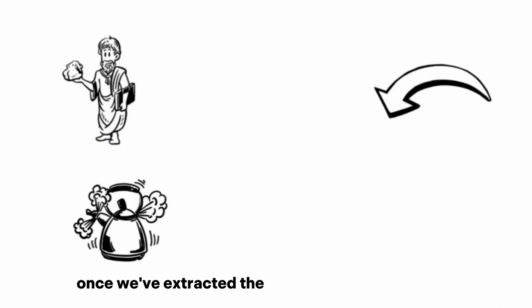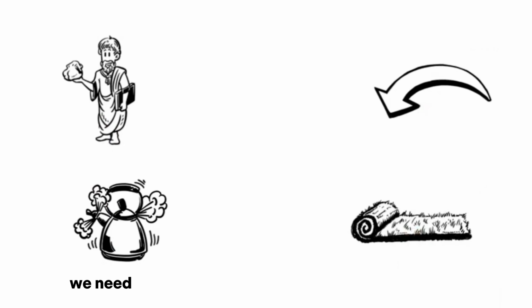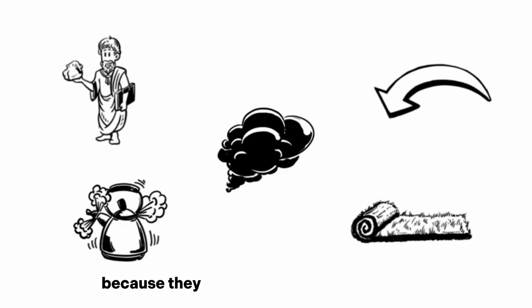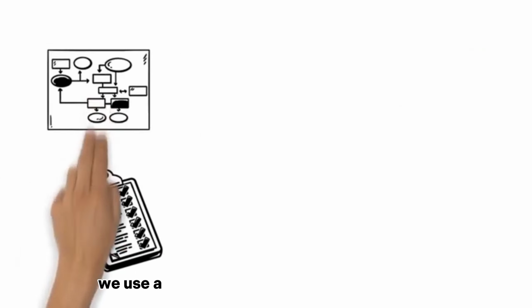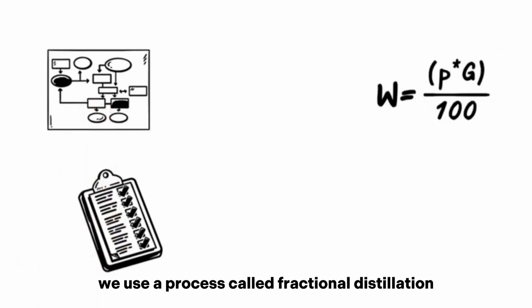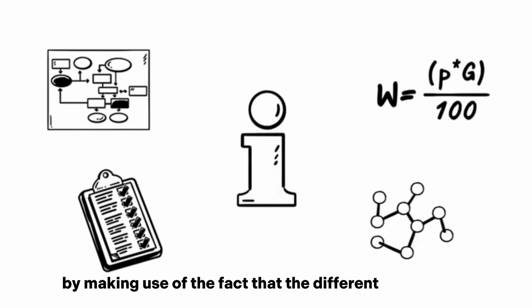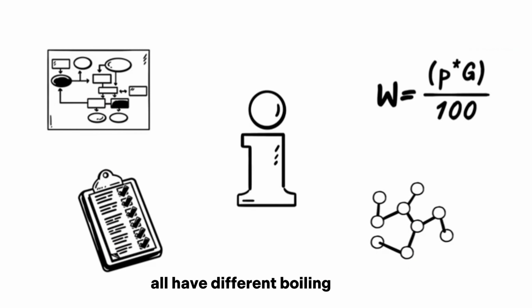Once we've extracted the crude oil from the ground, we need some way to separate out all of the different hydrocarbons in the mixture because they each have different properties, and so we use them for different things. To do this separating, we use a process called fractional distillation, which involves heating the crude oil and separating out the different compounds by making use of the fact that the different compounds all have different boiling points.